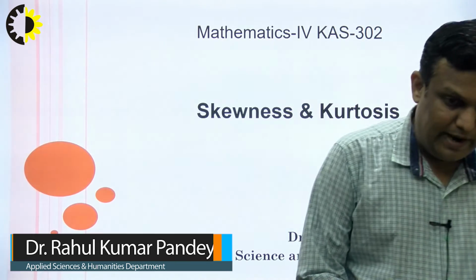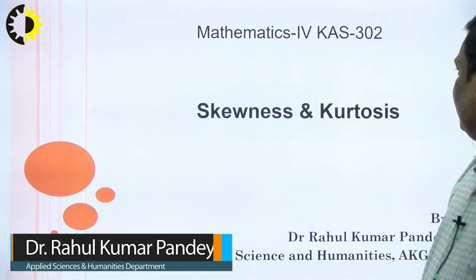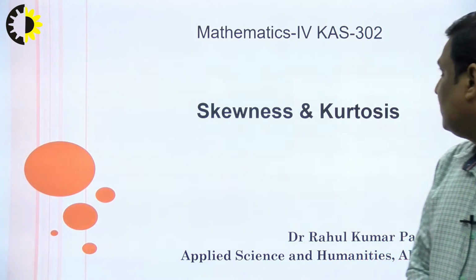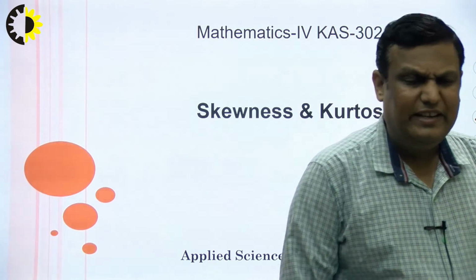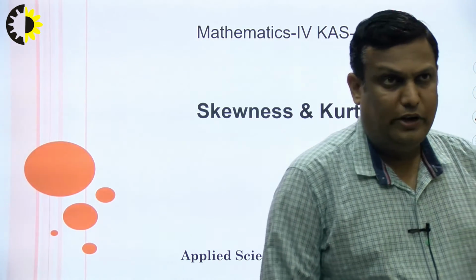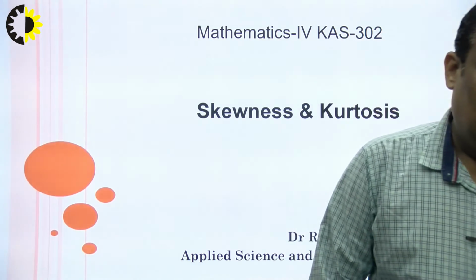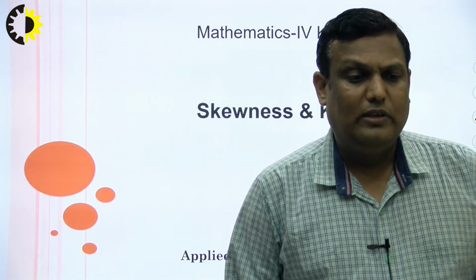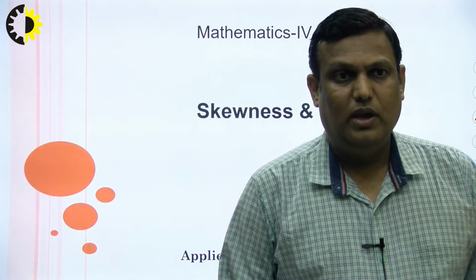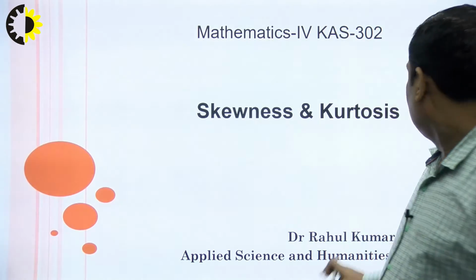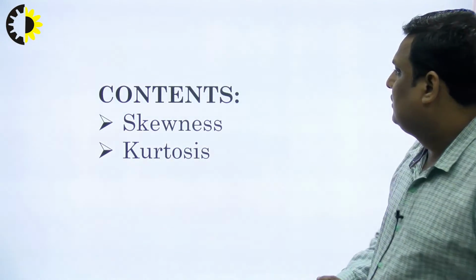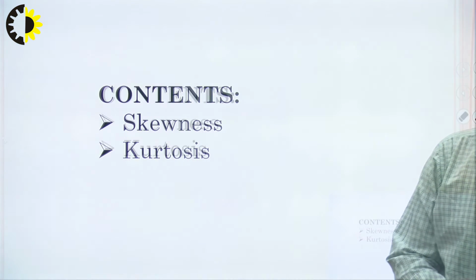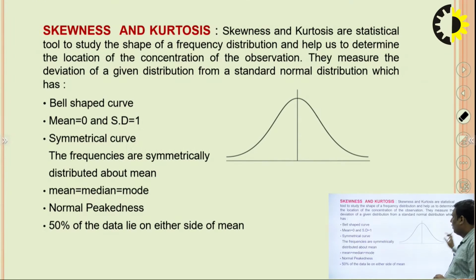Today I am taking the topic skewness and kurtosis, which occurs in mathematics for KS 302 for second year students. It's a very important topic in statistics and is based on the symmetry of a curve. Today's topic contents are skewness and kurtosis. Now starting the topic, skewness.